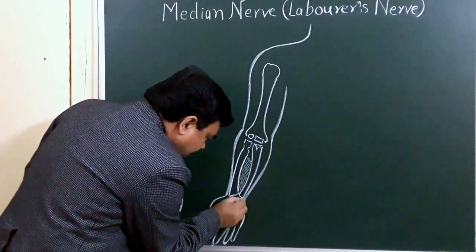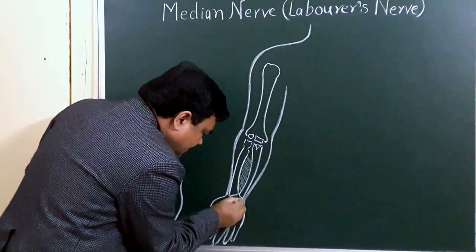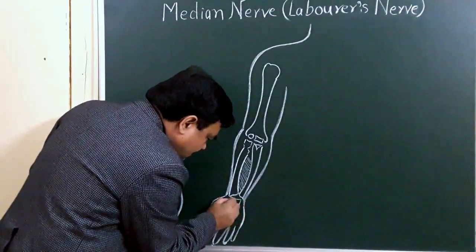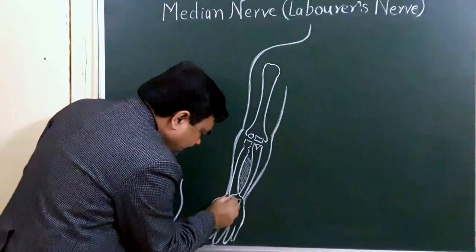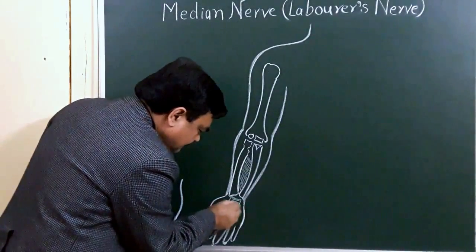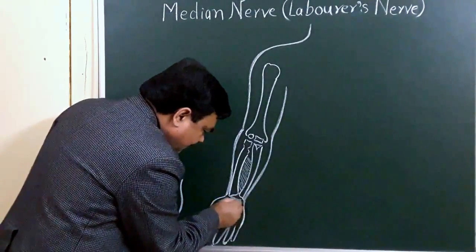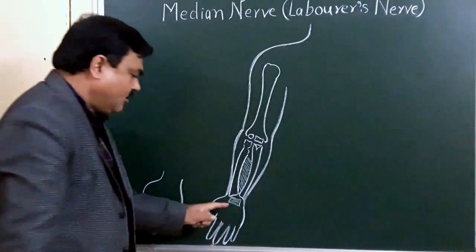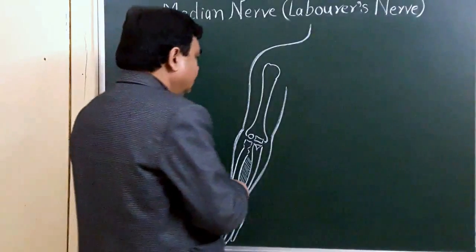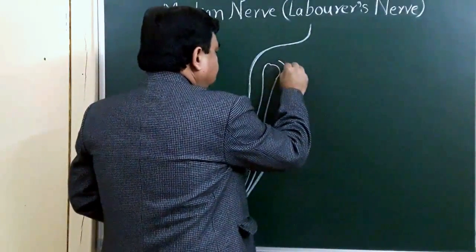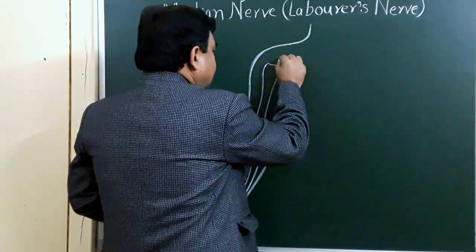And here is the position of the flexor retinaculum. This is the flexor retinaculum. This is the scapula.